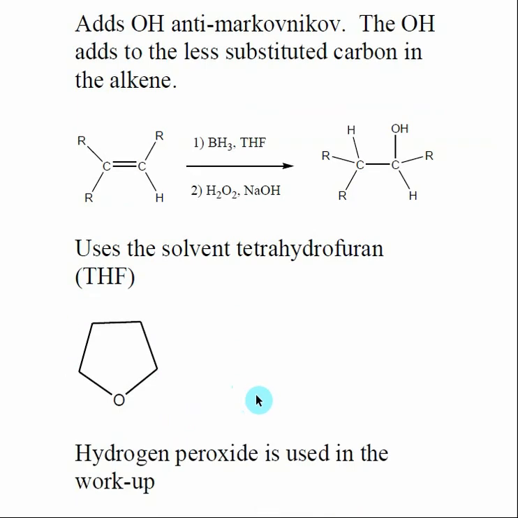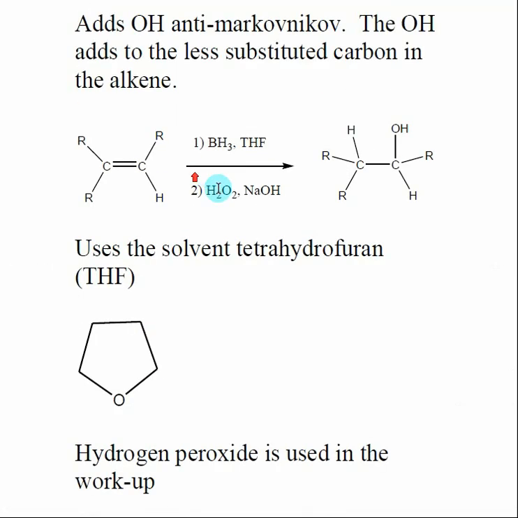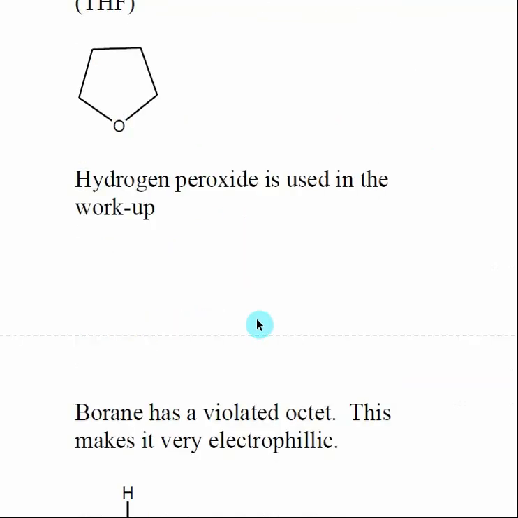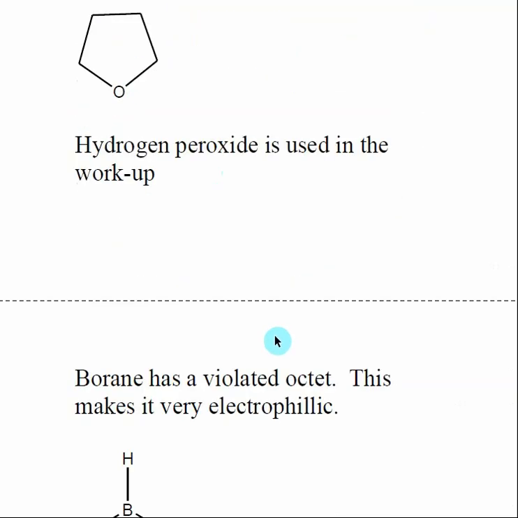So in the second step, we use H2O2, which is hydrogen peroxide. This is used in the workup, and we'll see this later. It's just used to make the final conversion. And remember here what we're starting with is BH3. That's really the reagent in this reaction.